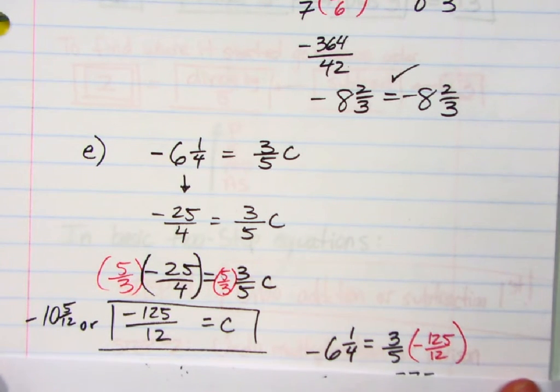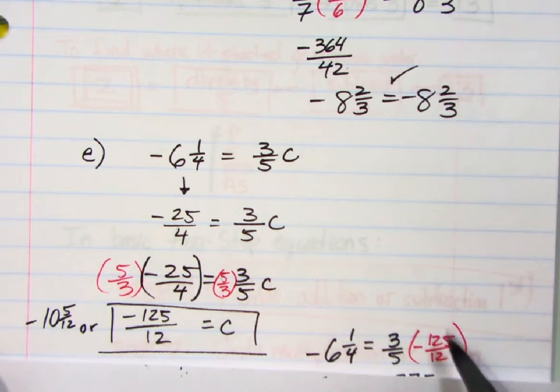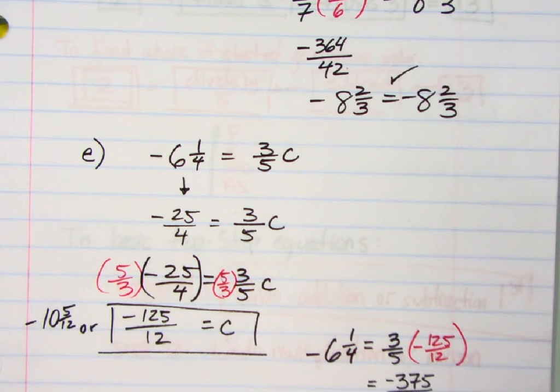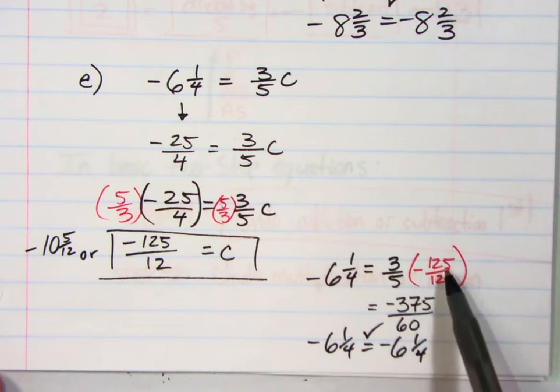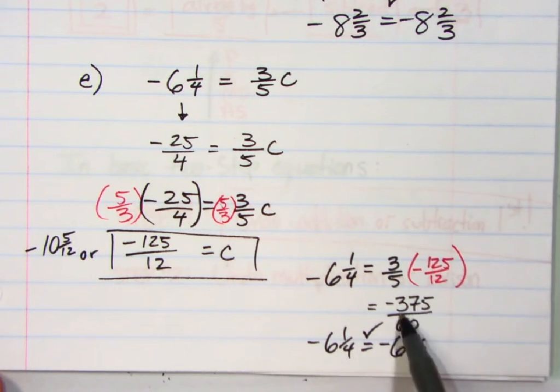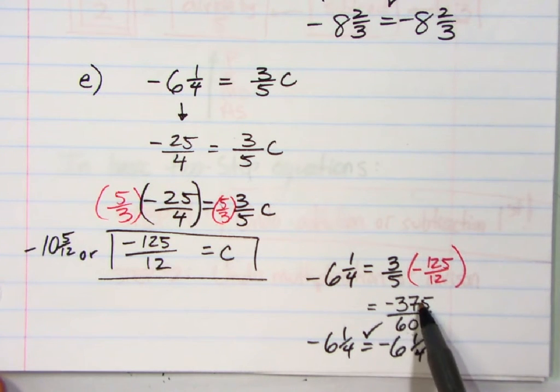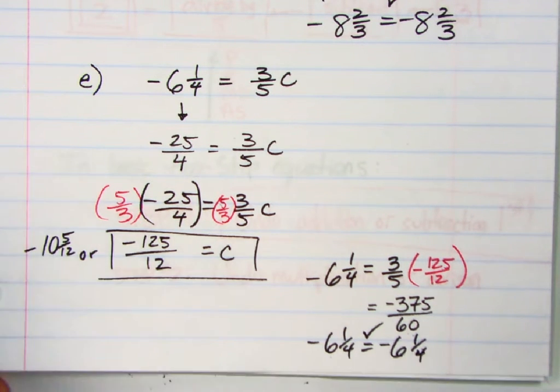And then you just plug it in. Go back to original problem, plug it in right over here. I'll leave it as an improper fraction. And then you just check your work. Okay, and I just went through the process, plugged it in. 3 times 125 is 375. 5 times 12 is 60. How many times does 60 go in there? It goes in 6 times with 1/4 left over. And so those are your answers there.